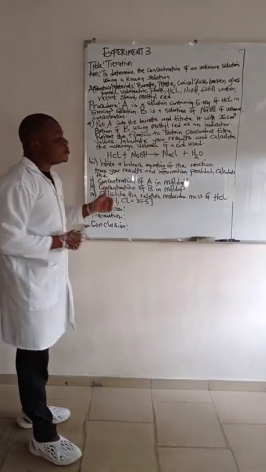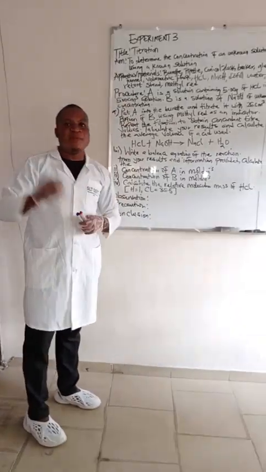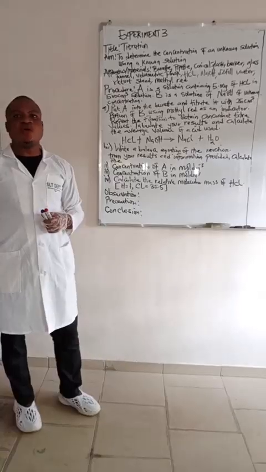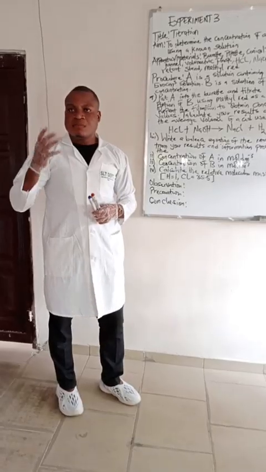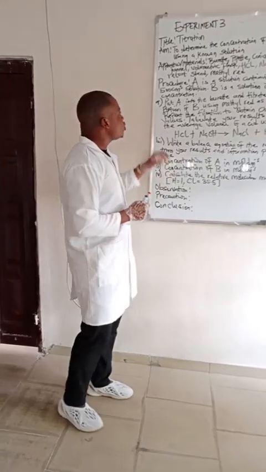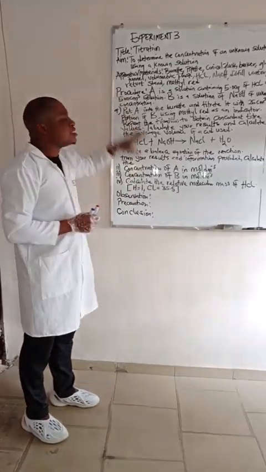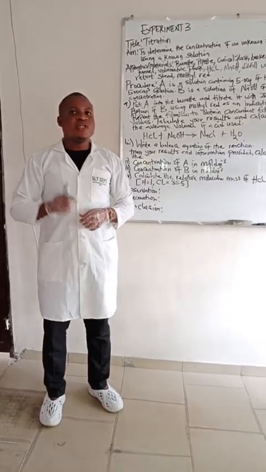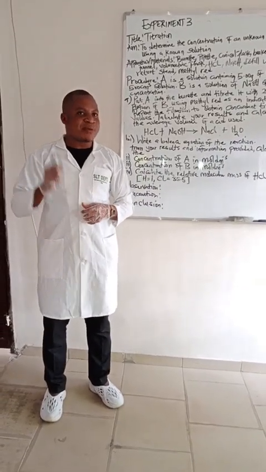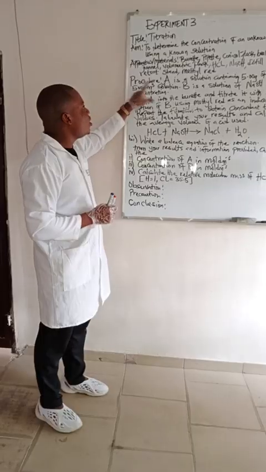Now, this is the procedure. I've told you from the last class that all practicals have a method or a procedure we use in arriving at a particular observation or an answer. So today we are going to look at the procedure. This procedure is from the 2021 chemistry practicals. That is what we are looking at today. Now let's read the procedure.